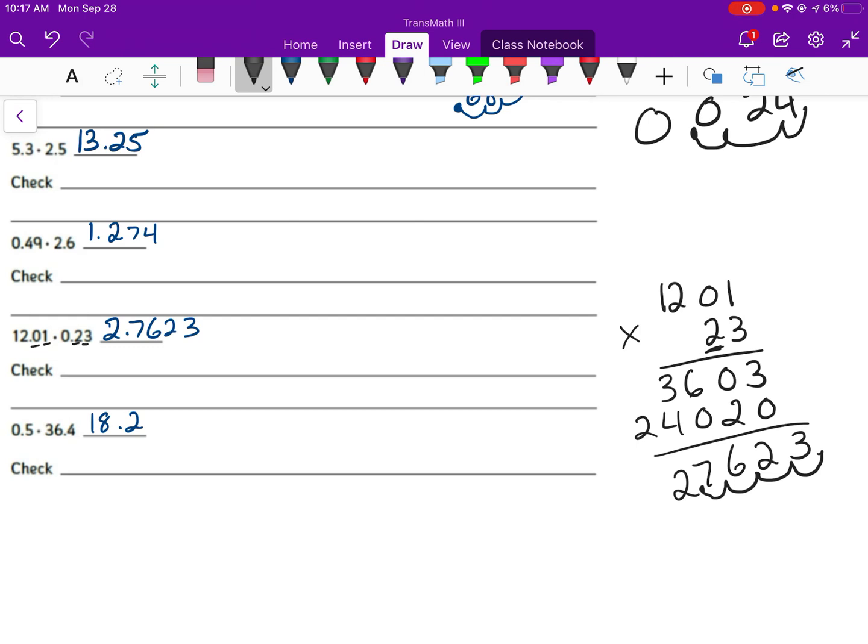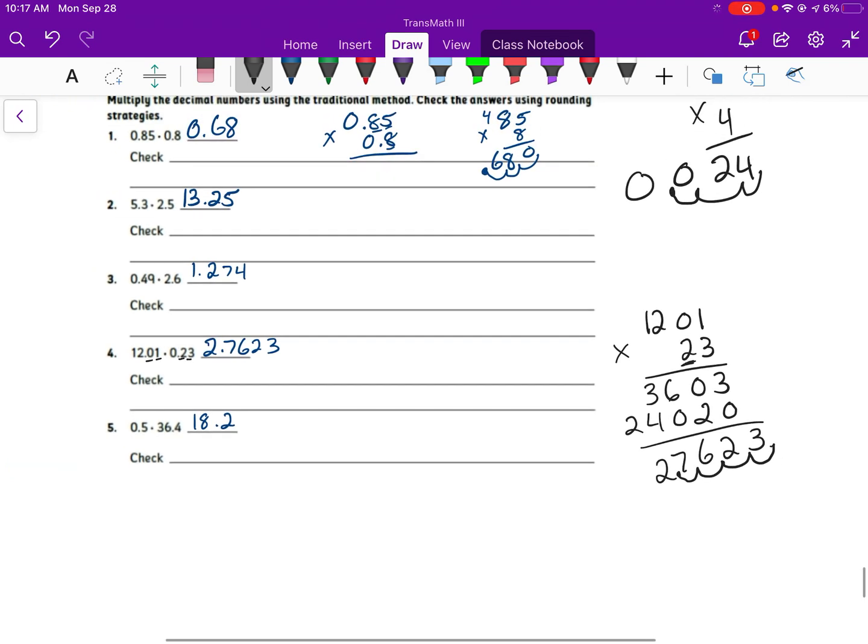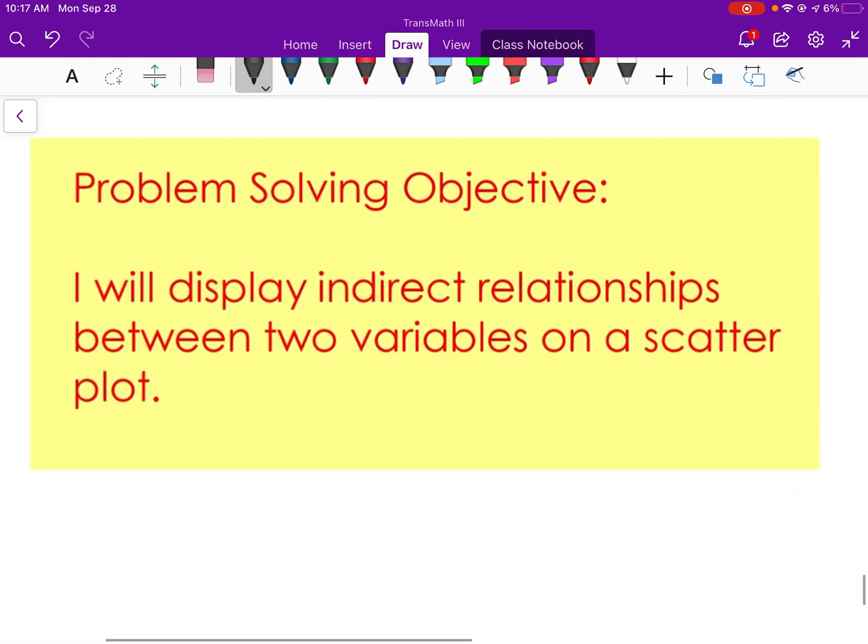Okay. So one last time, line it up just like you would with whole numbers. Think of them as whole numbers until the end. Count your decimal places. Move over the proper number of decimal places.